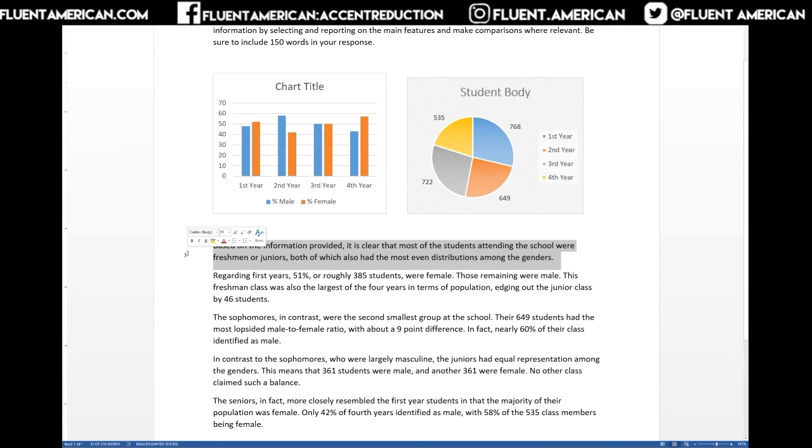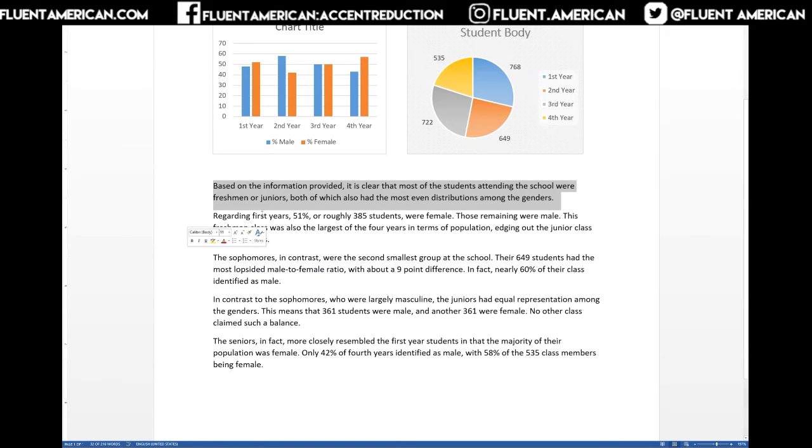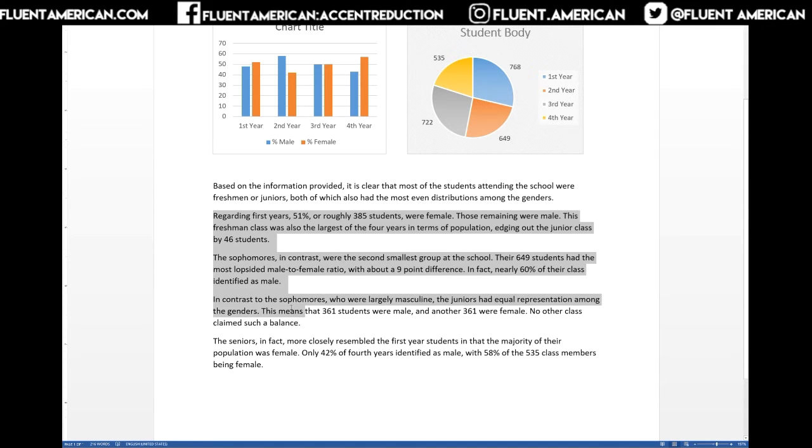There's a million different things you could write for the overview. You just need to highlight something that you think is interesting and that kind of captures what is going on in the charts. Beyond that, we need to make sure all the information is provided. We can see that the paragraphs are organized by year. So we start off with the first years.